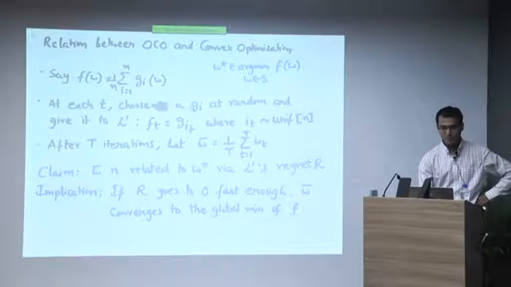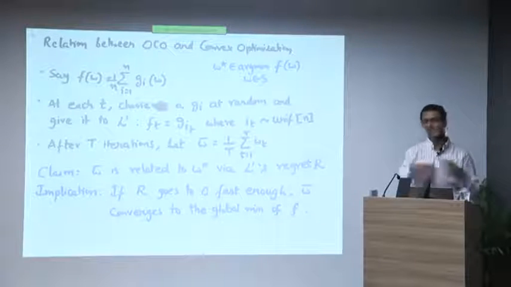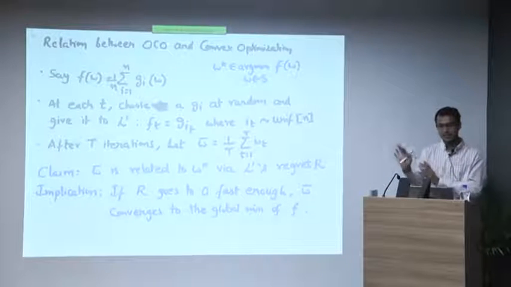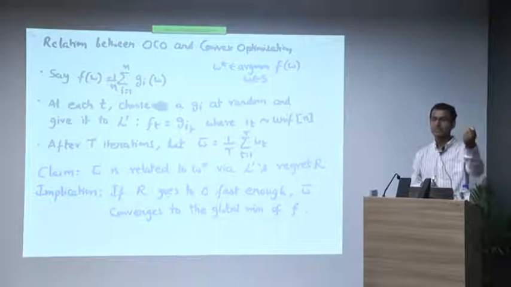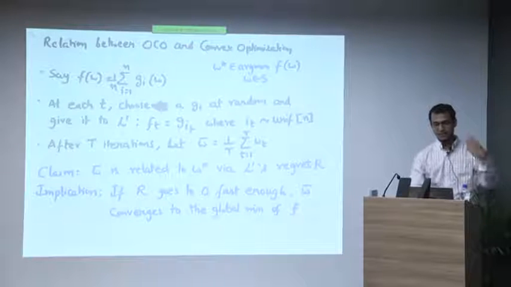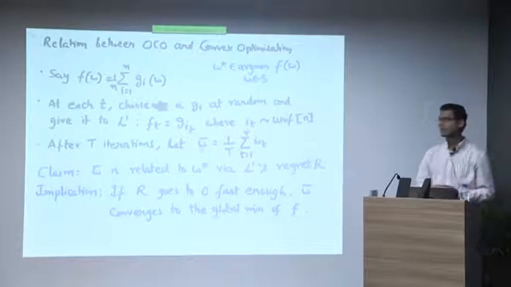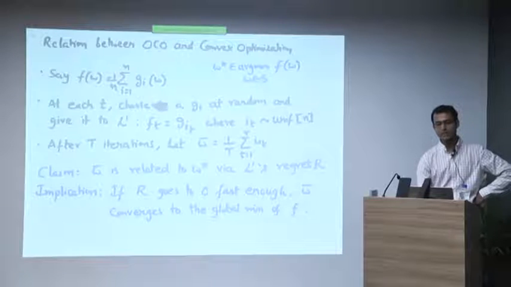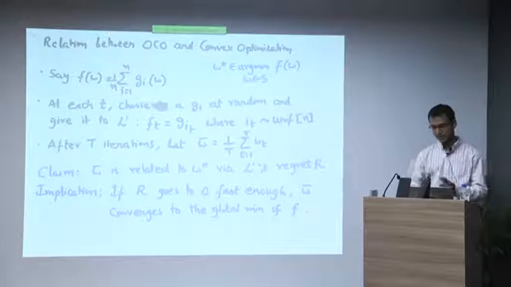Let's say after t iterations, I have a learner, and it has some regret. Let's forget about what L prime's regret is. Say there is a learner who is able to generate a sequence of W's and get a sequence of functions, and this happens over t iterations. After t iterations, let's call W bar the average of all the points picked from the convex set. So let me define this W bar.